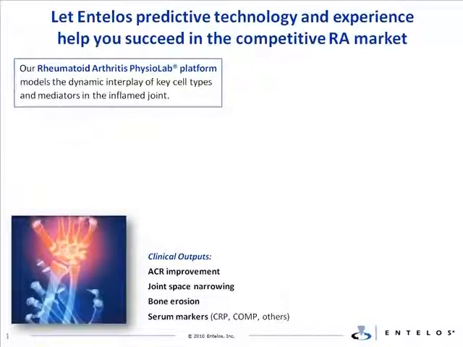The RA platform simulates inflammatory endpoints, specifically the American College of Rheumatology, or ACR score, structural endpoints, including joint space narrowing, or JSN, and bone erosion scores, as well as serum markers such as C-reactive protein, or CRP. Consistent with the Entellus top-down modeling approach, changes in these clinical endpoints emerge from the simulated mechanistic interplay between a therapeutic strategy and the underlying biology.